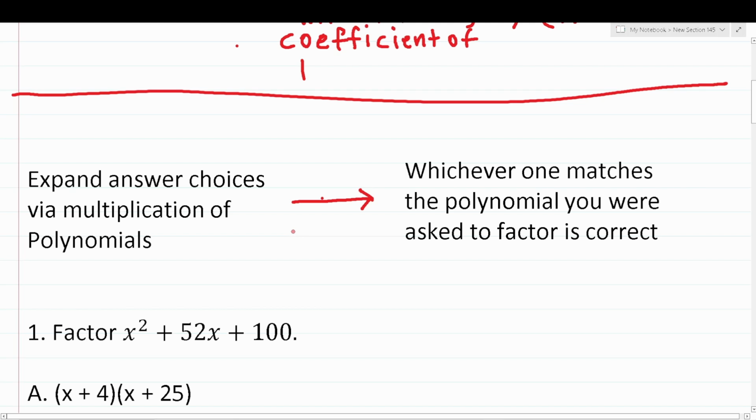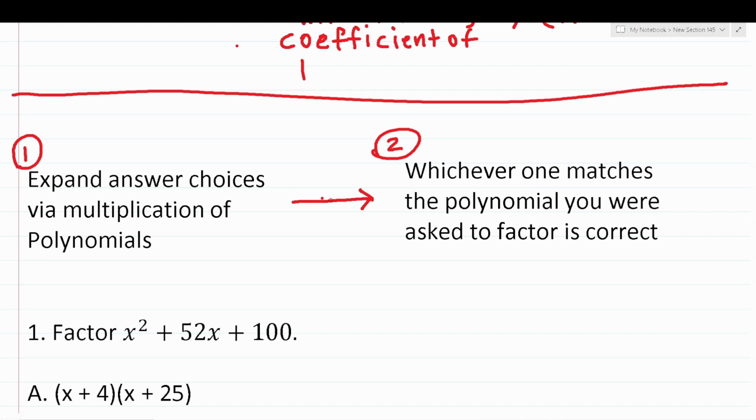All right, so now that we know that factoring is the reverse of polynomial multiplication, let's go ahead and talk about the second technique you can use to answer all the factoring questions on the PiCAT ASVAB. And as you can see, it's right here and it's very simple. The first thing you want to do is expand your answer choices via the multiplication of polynomials. And once you do that, you're going to take a look at your expanded answer choices, and whichever one matches the polynomial you were asked to factor is the correct answer. That's all there is to it. Expand your answer choices, match them up to the one you were asked to factor.